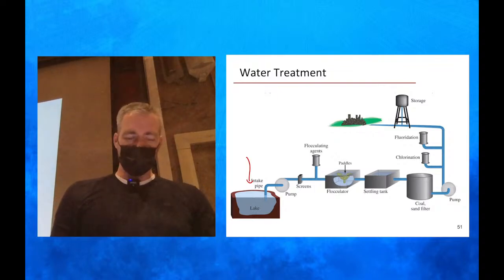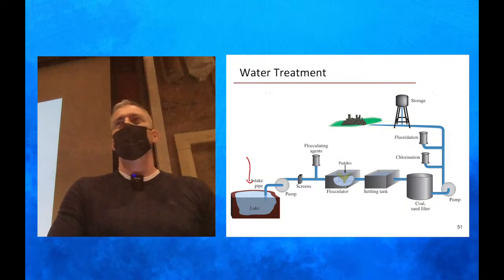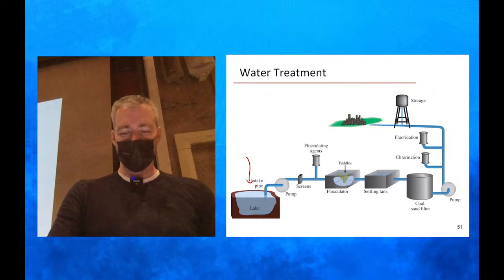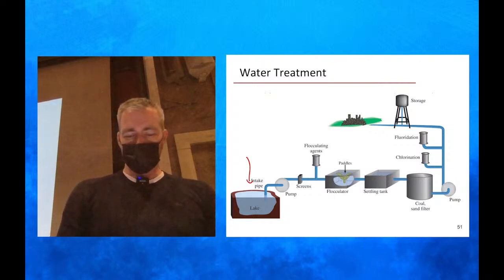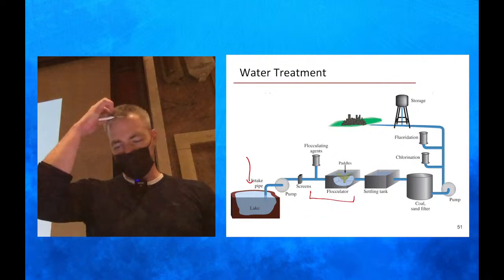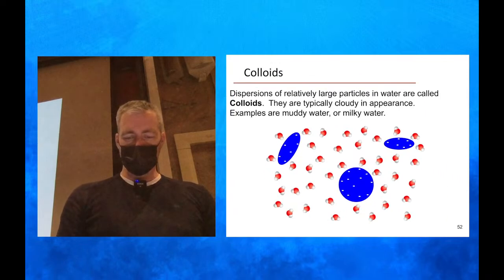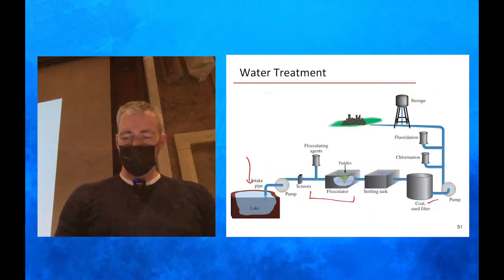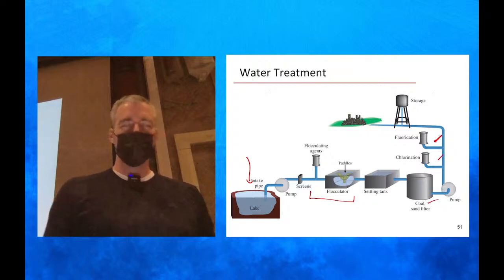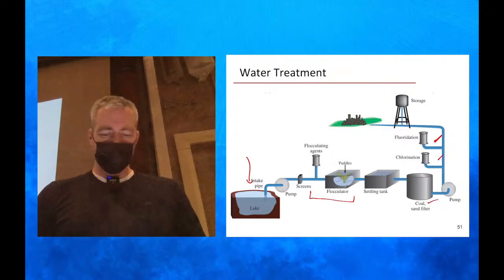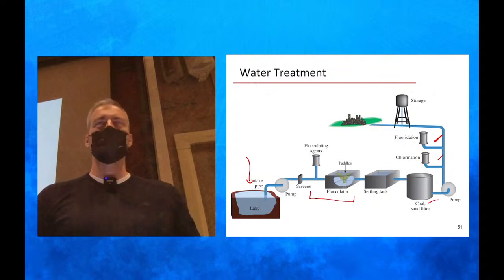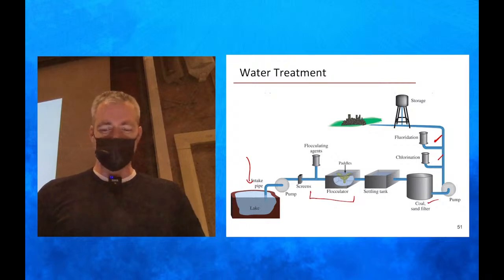First, you pump it out and run it through a screen. The screen filters out any leaves or large pieces of debris. Then it goes through a process called flocculation, which we'll talk about, and then a coal filter, chlorination, fluoridation, storage, and then eventually distribution. So the first stage that I really want to talk about is the flocculation stage, which is the first stage in this process.